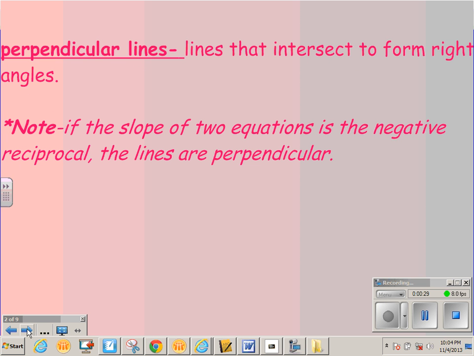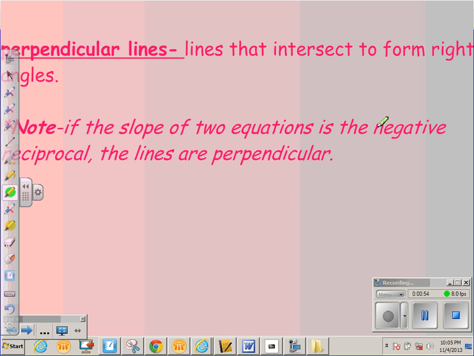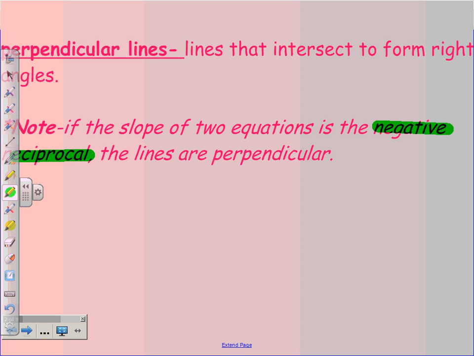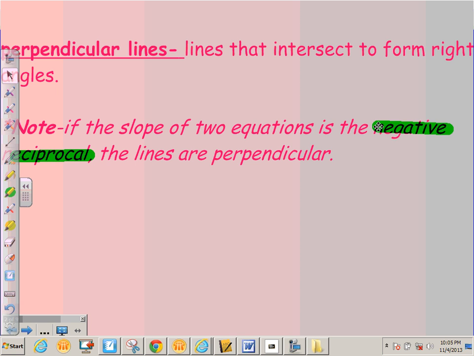Perpendicular lines, lines that intersect to form right angles. Note, if the slope of two equations is the negative reciprocal, the lines are perpendicular. So we found out when we were working with parallel lines that if the slope was the same, then the lines were parallel. Now we're talking about something completely different. We're saying that if the lines are negative reciprocal, we're going to have to identify that because that's not going to be the same.